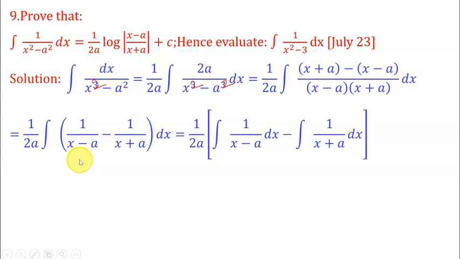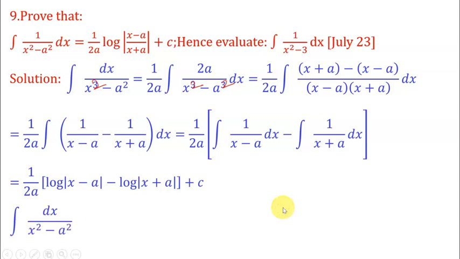Now the integral of 1 upon x minus a is log of mod of x minus a, and the integral of 1 upon x plus a is log of mod of x plus a. And in between them is a negative sign. Therefore, there is a division. Okay, 1 upon 2a log of x minus a upon x plus a plus c. This is the answer.